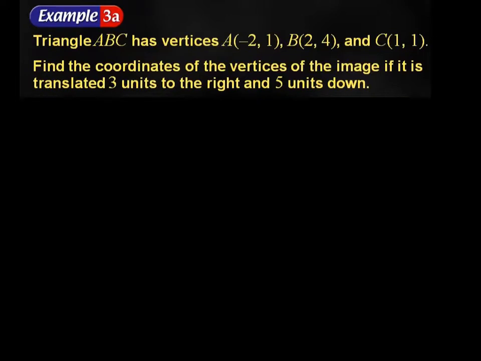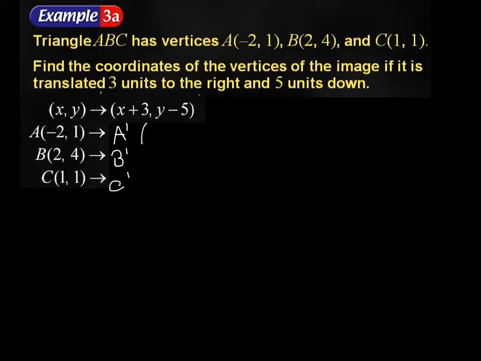Triangle ABC has vertices at (-2, 1), (2, 4), and (1, 1). Find the coordinates of the vertices of the image if it is translated 3 units to the right and 5 units down. To find our new A, -2 plus 3 would be 1, and 1 minus 5 would be -4. Our new B, 2 plus 3 is 5, and 4 minus 5 is negative 1. And our new C, 1 plus 3 is 4, and 1 minus 5 is negative 4.